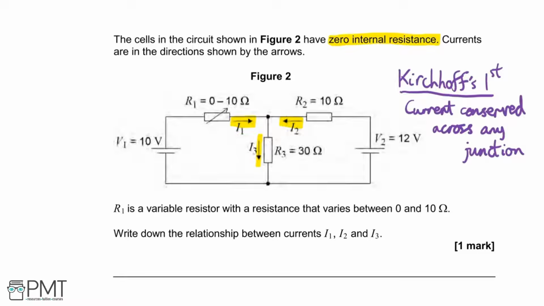So what that means is that the sum of the currents going into the junction is equal to the sum of the currents leaving. So as we can see there, I1 and I2 are going in and I3 is going out. So what that will then mean is that the sum of I1 and I2 is equal to I3.